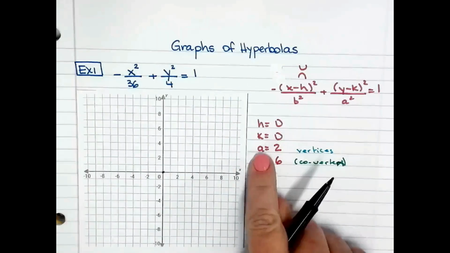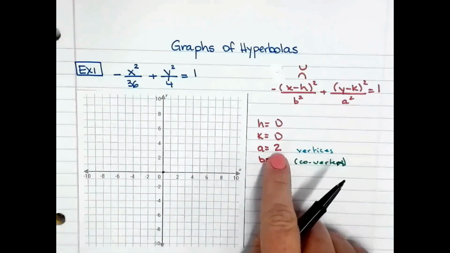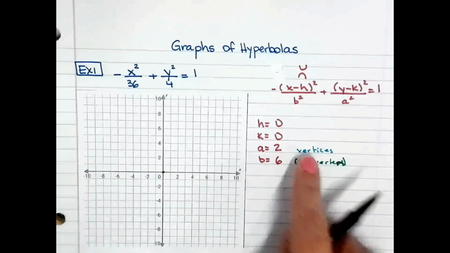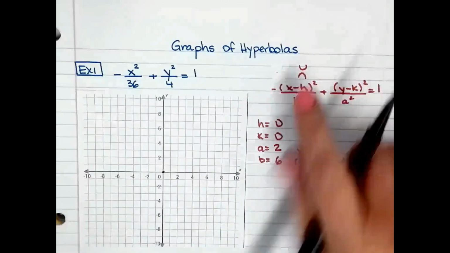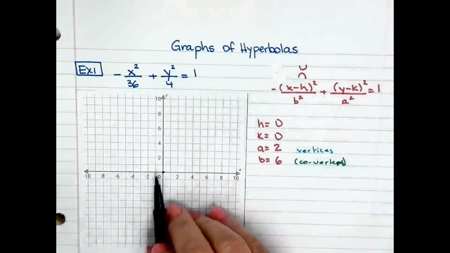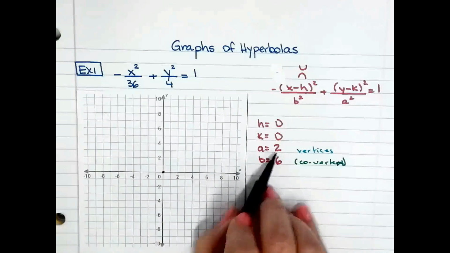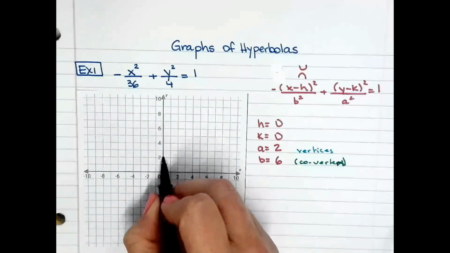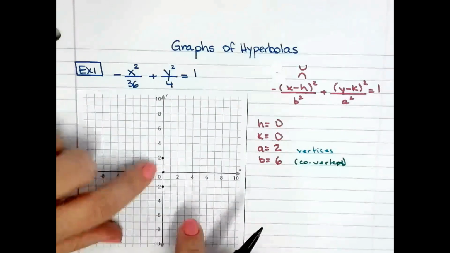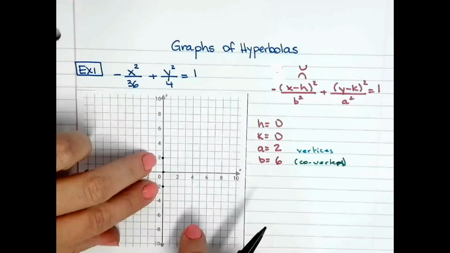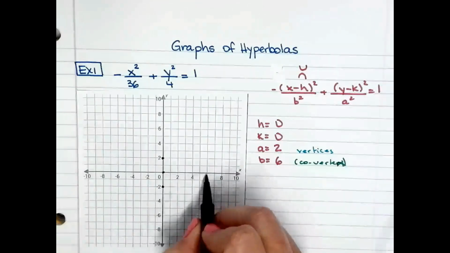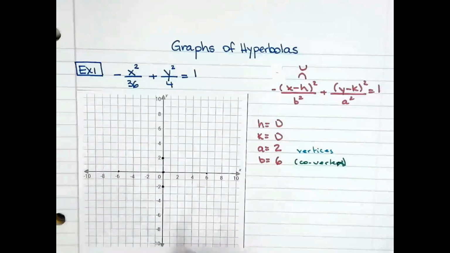And I know A is 2. So A, and I also know the vertices are right there on the graph. If my hyperbola is vertical, I go up and down 2 to plot my vertices here and here. So I used A to come up with the 2 vertices I have. And I will use B to find the covertices. So 6 in each direction.